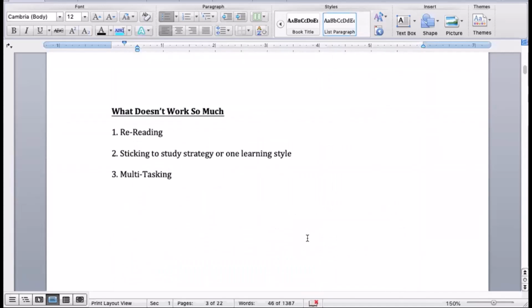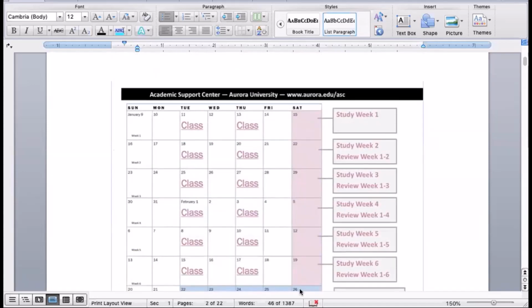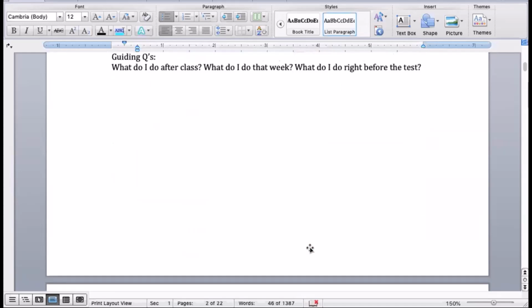So with that said, we're going to talk about what to do in class, what to do once a week. I did this on Saturday. You can pick any day. I just wanted it to visually make sense. And then some tools for what to do the week before the test.